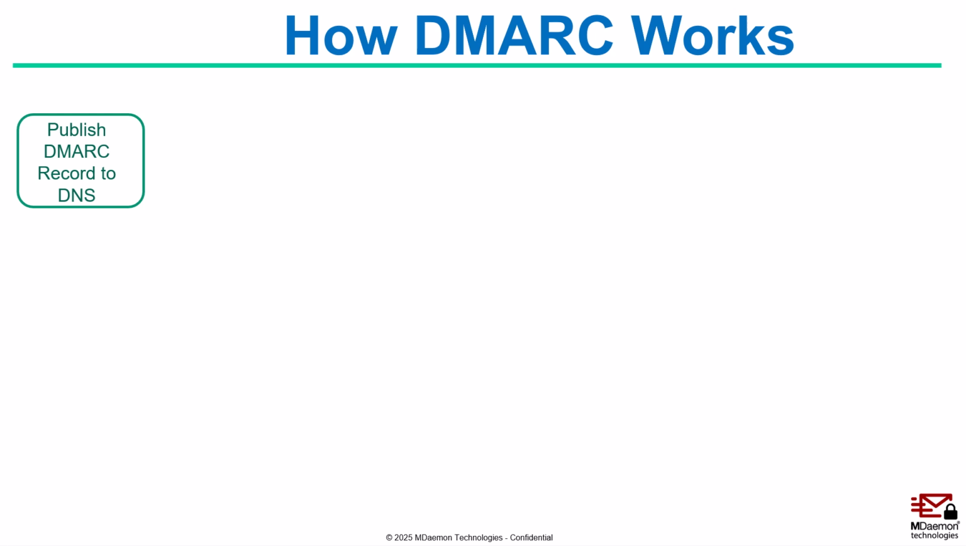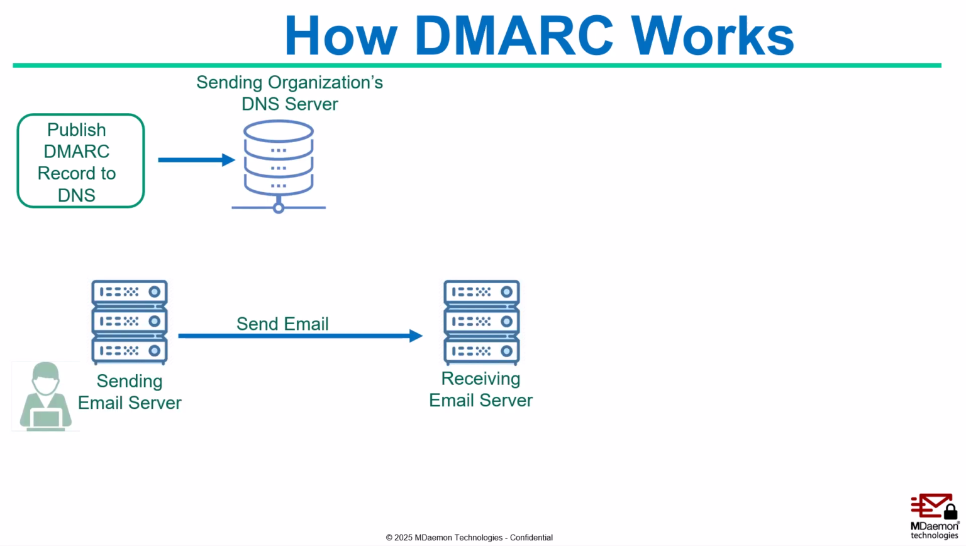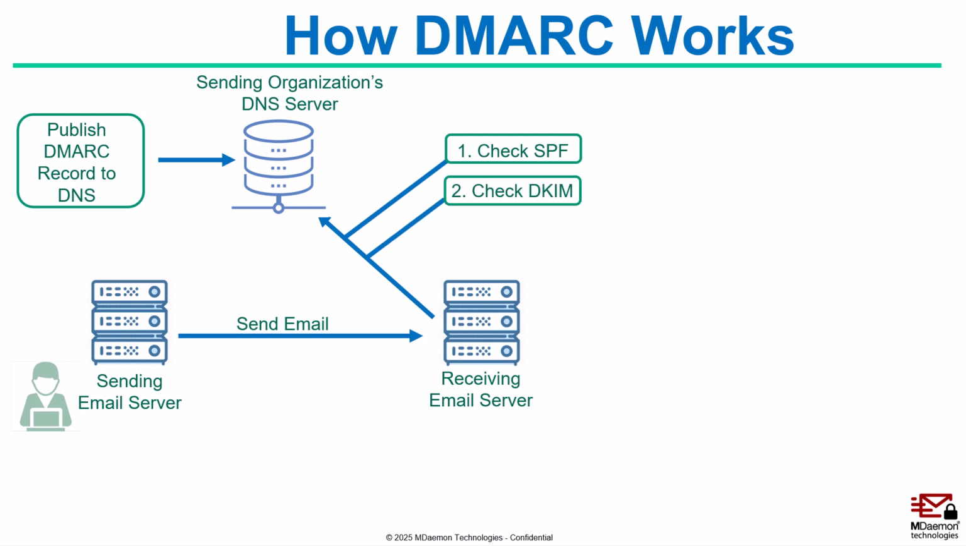So first, the sending domain publishes a DMARC record to DNS. And then when an email is sent from that domain, the receiving server first checks the SPF record for alignment, then checks DKIM if the message was signed by DKIM to verify if the public and private keys match. Then it checks the sending domain's DMARC record to determine how to handle the message if it did not pass one or both SPF and DKIM verification.